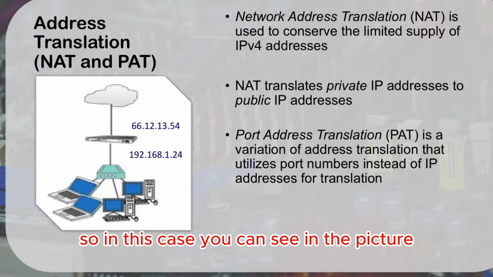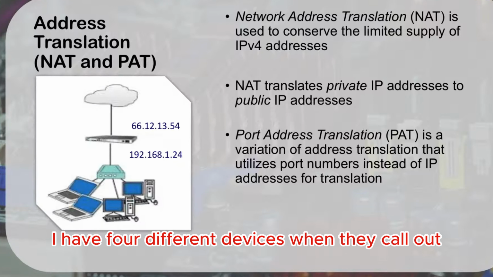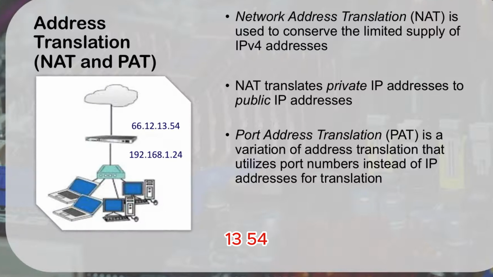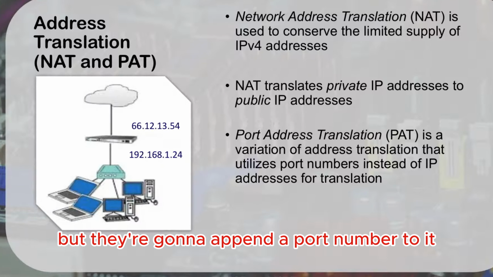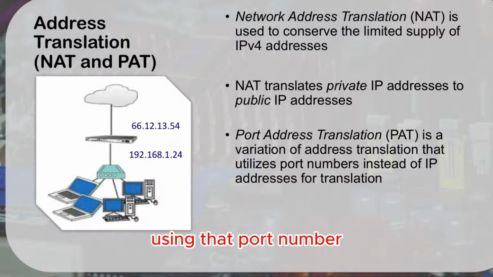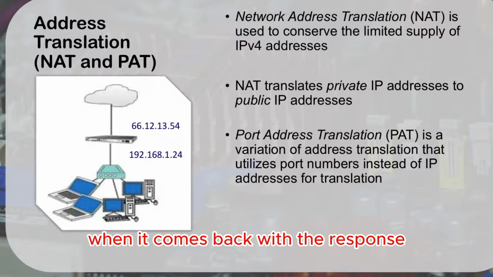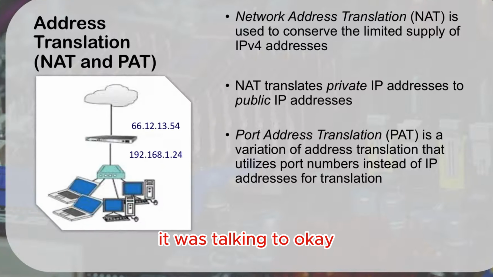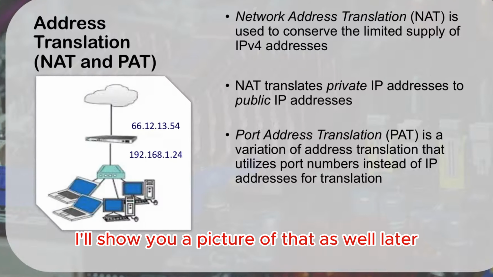So in this case, you can see in the picture I have 4 different devices. When they call out, they're going to call out from the same IP, 66.12.13.54, but they're going to append a port number to it. And that will allow them to go out to the internet using that port number. When it comes back with the response based on that port number, it'll know which computer in the room it was talking to. Okay? I'll show you a picture of that as well later.